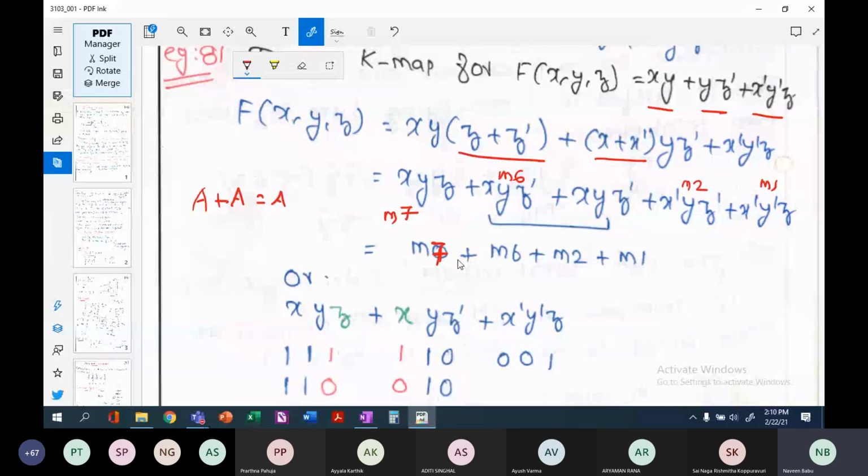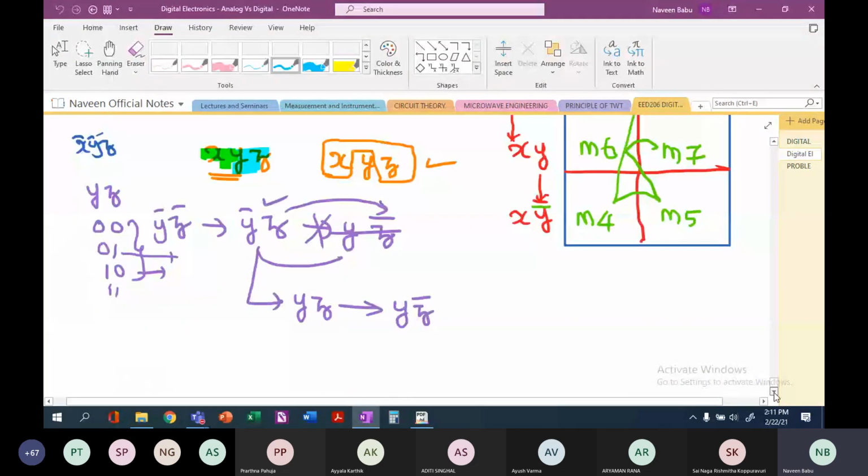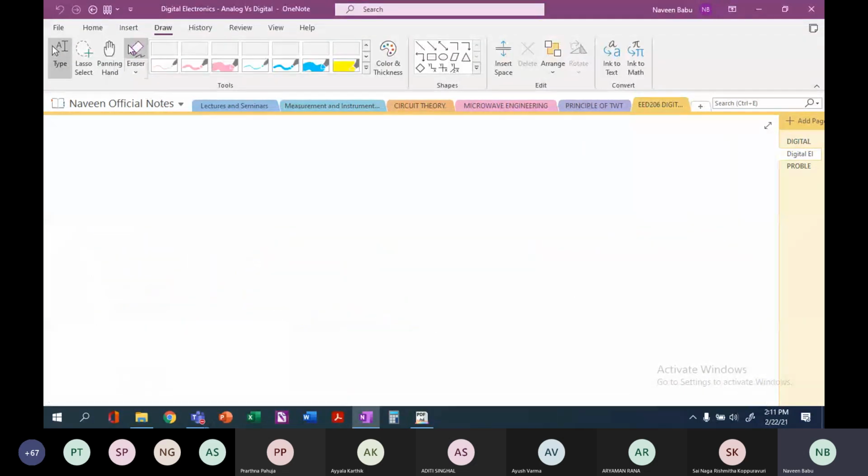There is another shortcut. Please listen carefully. Take the first given expression, which is xy, yz bar, plus x bar, y bar, z. Let me write it separately here. What is the expression we are having?